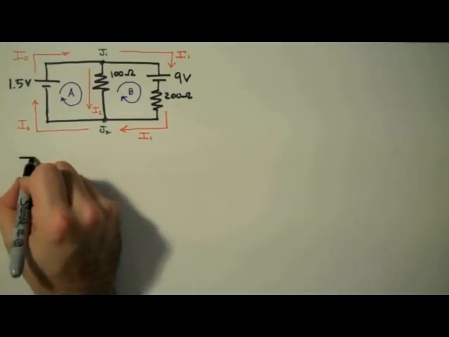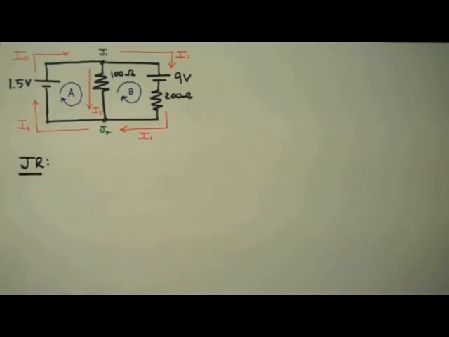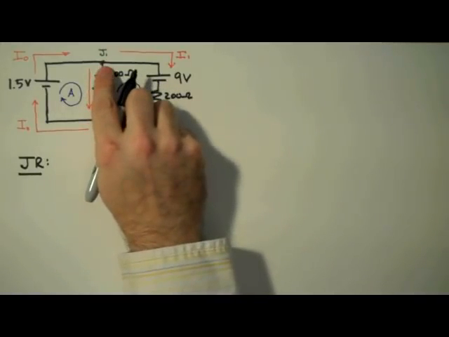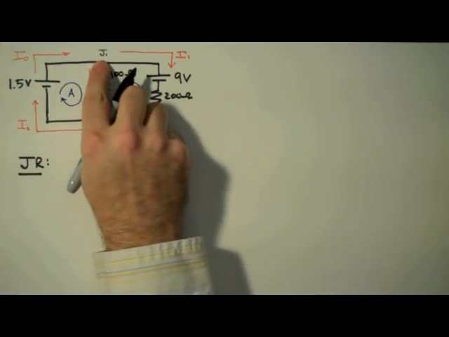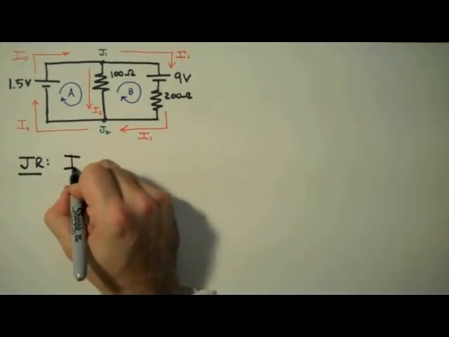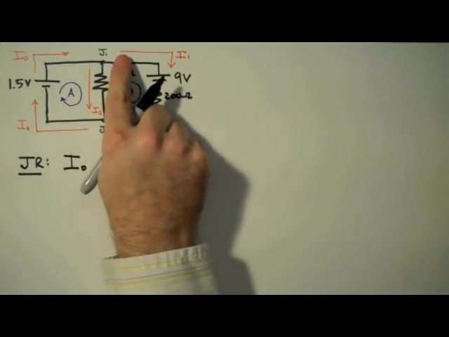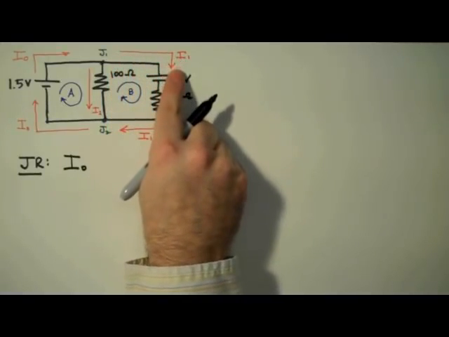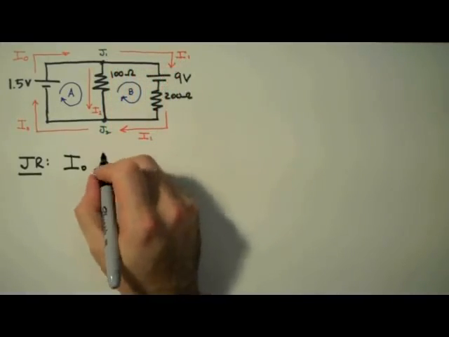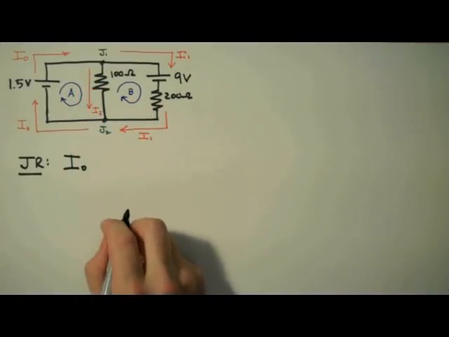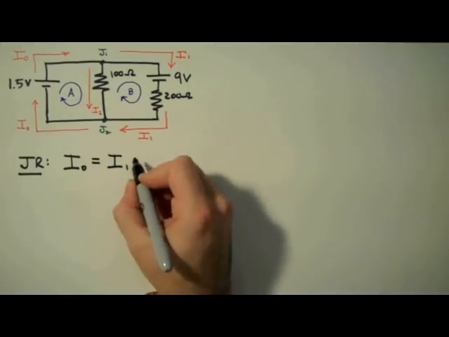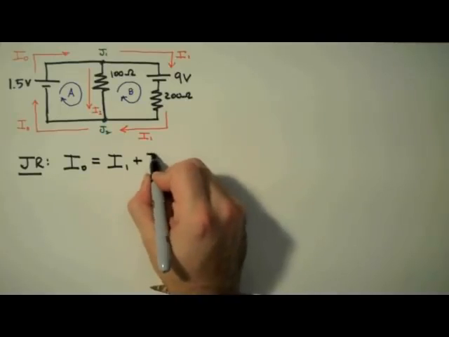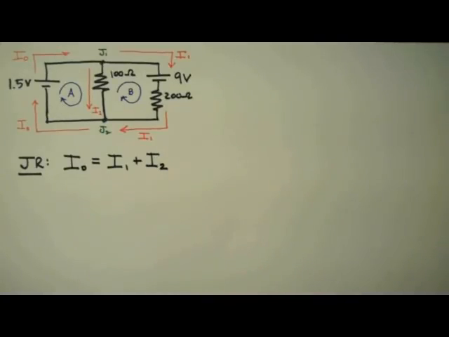Now that we've labeled our circuit, we're going to apply the junction rule. The junction rule states that the sum of the currents into a junction is equal to the sum of the currents out of a junction. So we're going to apply this to junction 1, and the currents in is just I0. So on the left-hand side of the equation, I'm going to write I0. And the currents coming out of that junction, we have I1 here, and I2 here. So on the right side of the equation, we'll have I1 plus I2. This junction rule, by the way, is just a consequence of the conservation of charge.